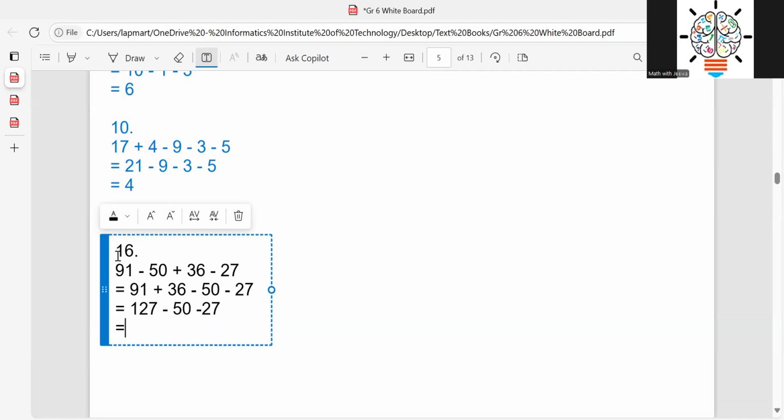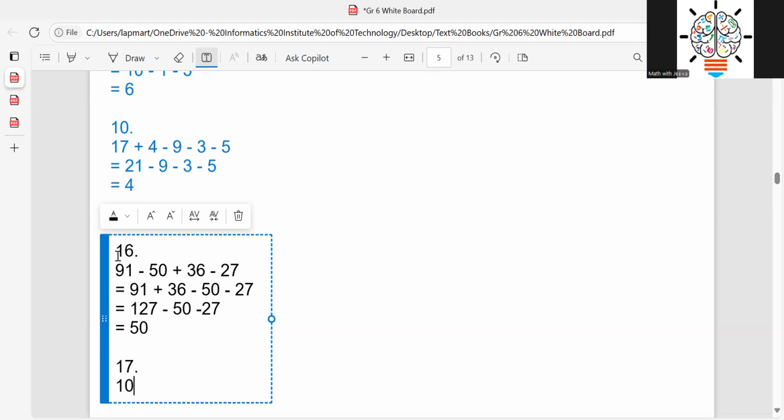So we'll see what will happen. From 127, when you deduct 50, it gives me 122. From that 122, you deduct, I made a mistake. From 127, when you deduct 50, it should be 77. From 77, when I deduct 27, it gives me the answer 50, right? So 91 minus 50 plus 36 minus 27 is the original question, and I rearranged it. So then we will move to question number 17.